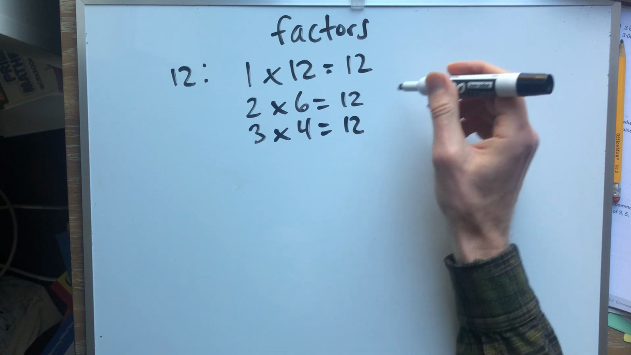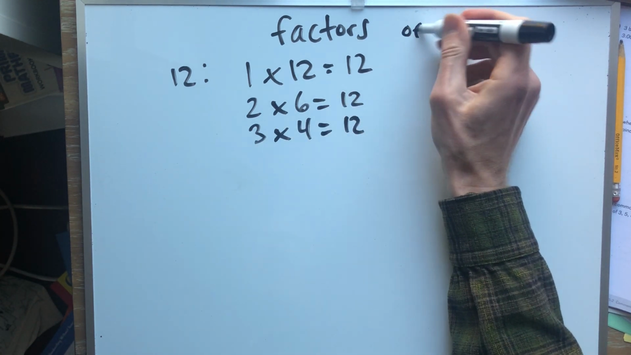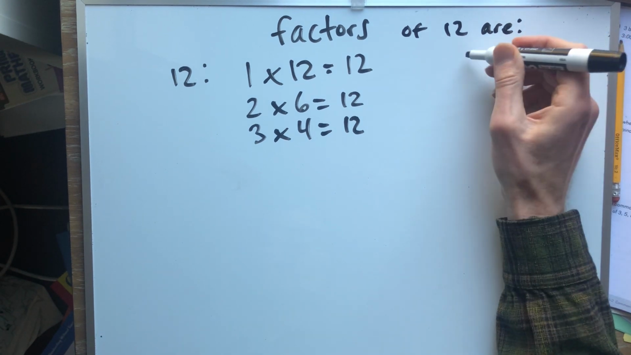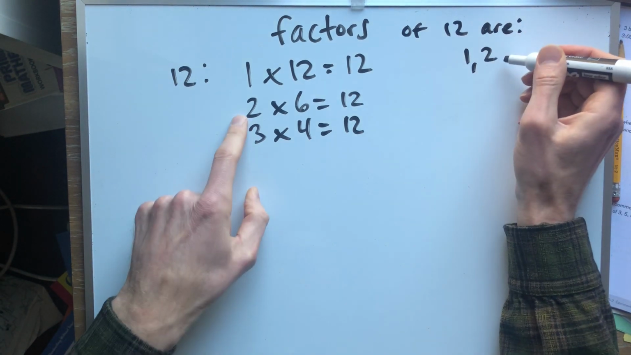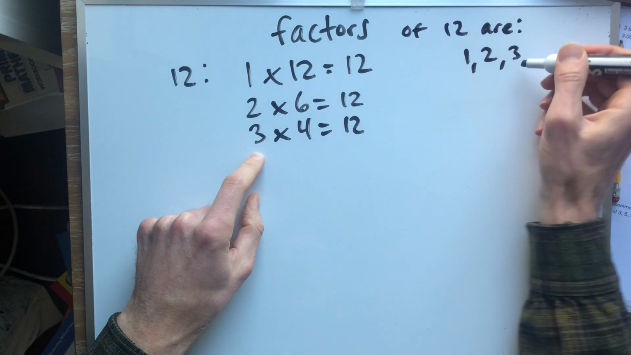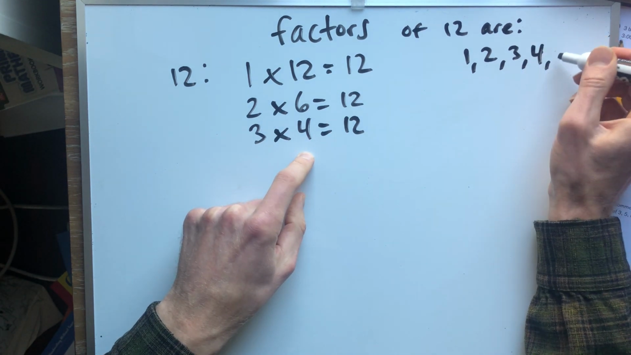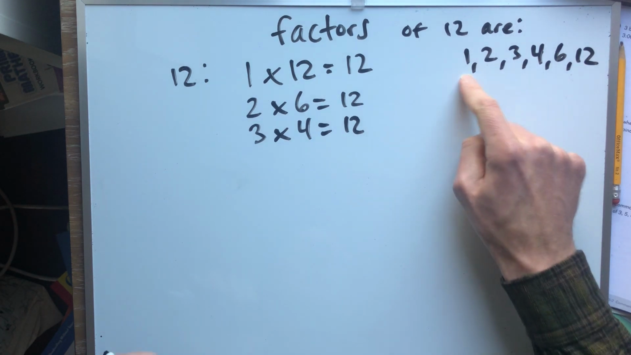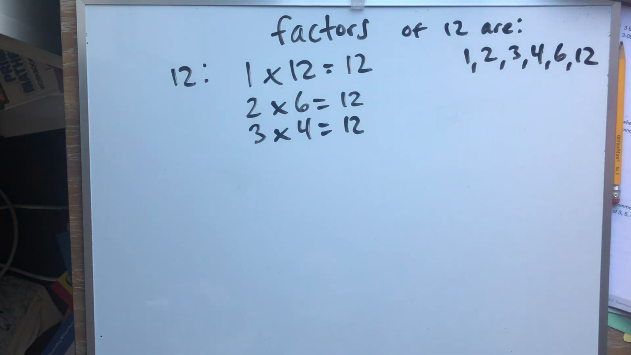So factors of 12 are 1, 2, 3, 4, 6, and 12. 12 has a bunch of factors. 1, 2, 3, 4, 5, 6 of them.